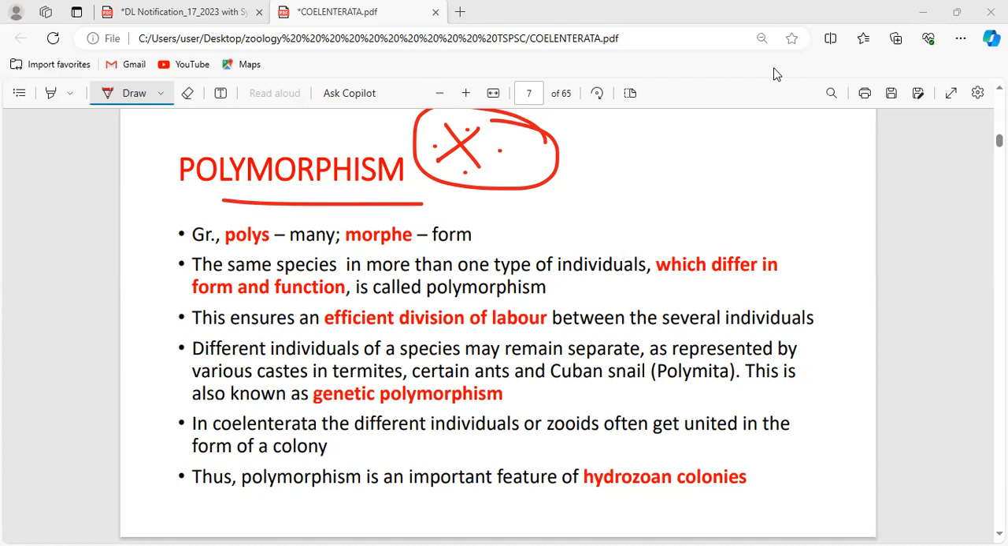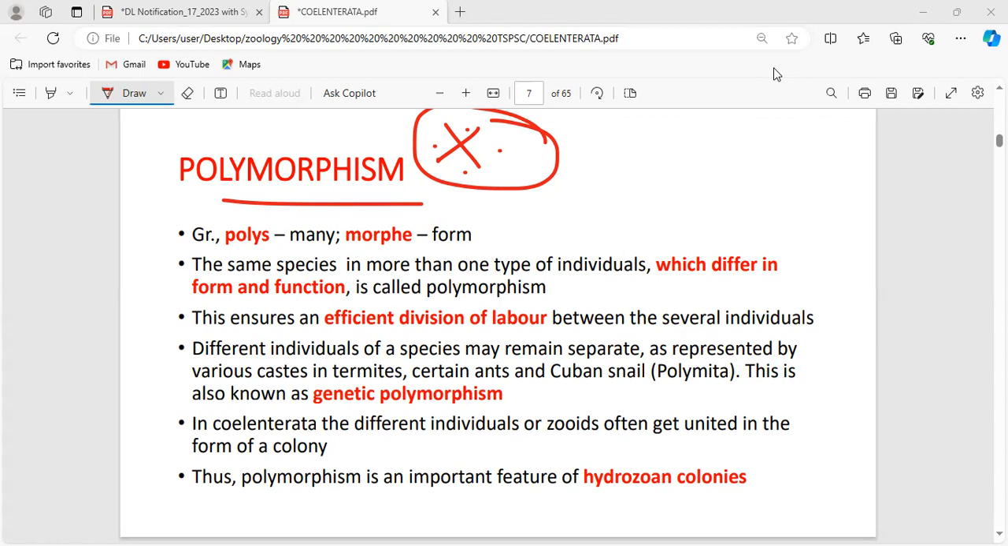See, polymorphism is a unique characteristic feature present only in the Coelenterata. When I was explaining the protozoan diseases, I explained one particular protozoan parasite. What are all the protozoan parasitic diseases we have seen? Entamoeba histolytica, Trypanosoma gambiense, and malaria, right? These three things we have discussed.